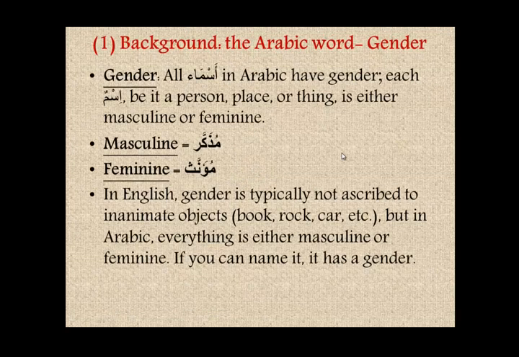So all asma in Arabic have gender. Each ism, whether it's a person, place, or thing, is considered masculine or feminine. The Arabic word for masculine is mudhakkar, and the word for feminine is mu'annath.